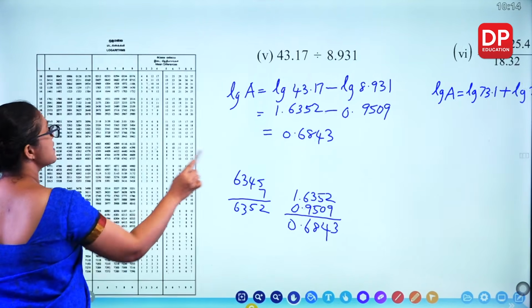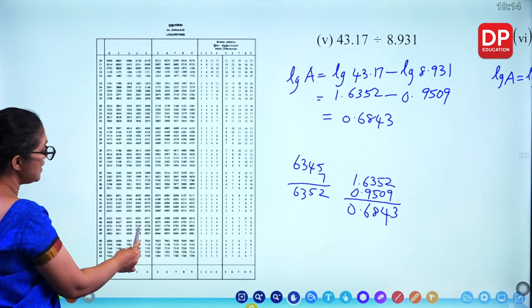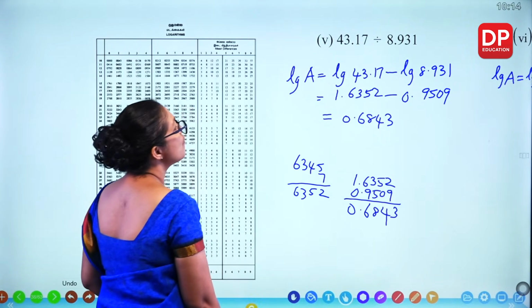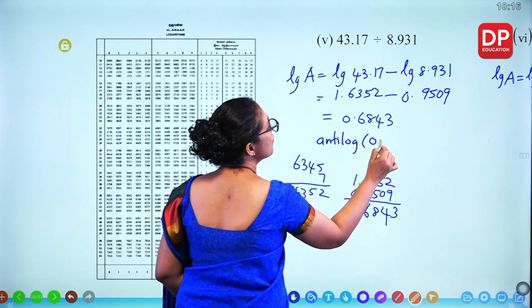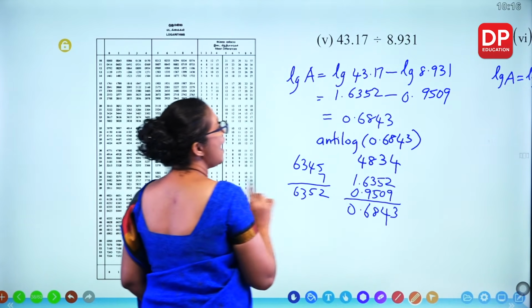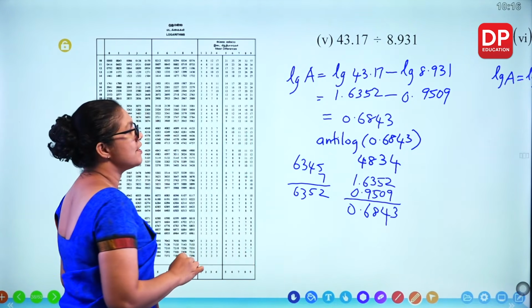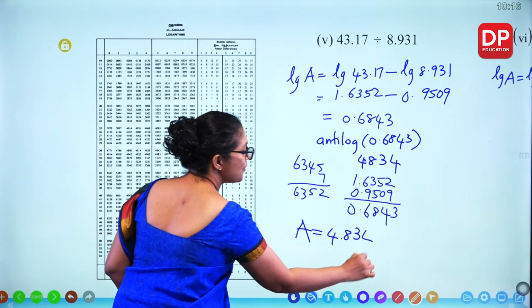First table, 6843. 6843 is there. You need another 4. Another 4 from the fourth one. 4834. Antilog of this is 4834 and the characteristic is 1. So the answer is 4.834.